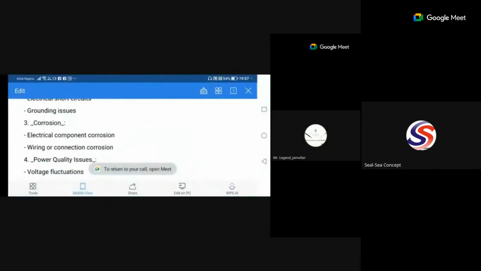Okay, my slide is back. So check out for corrosion, the corrosion of electrical components or the wiring components. The power quality also, in most cases.